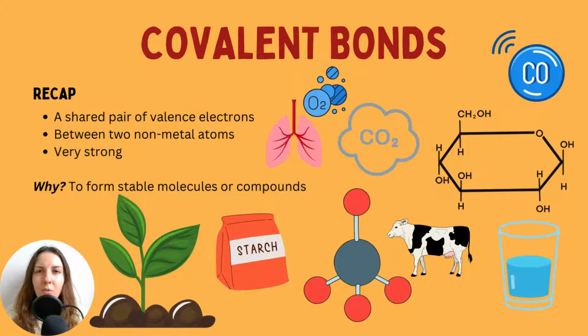And if you don't know how you find out if something is a metal or a non-metal, you would go to the periodic table, and everything on the left-hand side is a metal, and everything on the right-hand side is a non-metal. And if you want to learn more about the periodic table, I'll link a video for you that I made a few weeks ago.